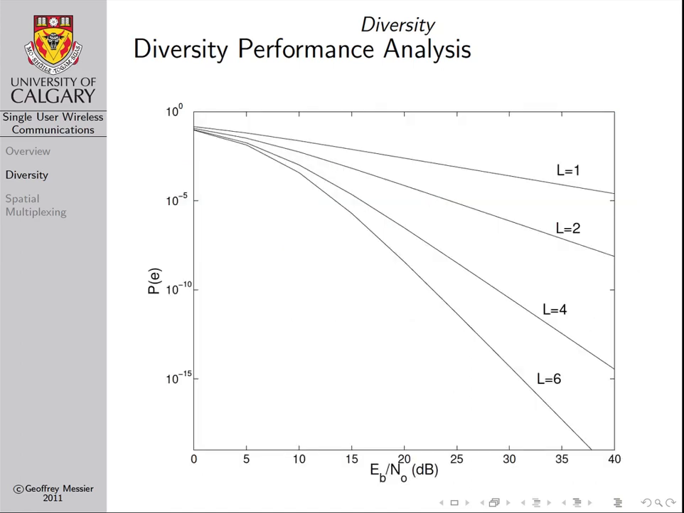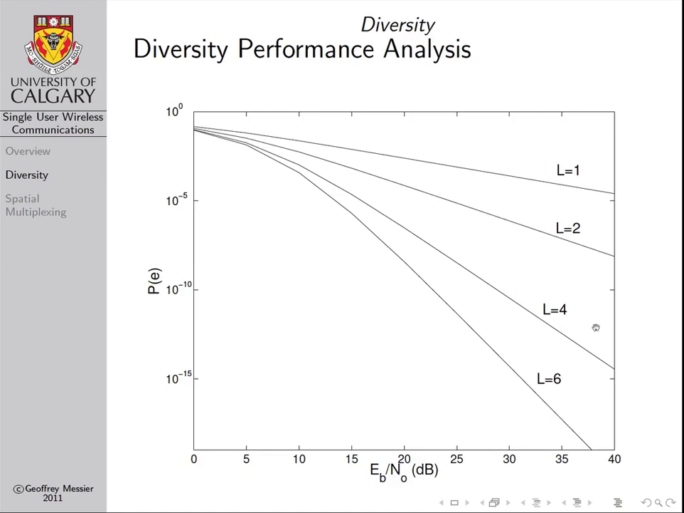So this allows us now to take a look at the bit error rate curves of a diversity system. Here we have the probability of error versus Eb over N naught for L equals 1, 2, 4, and 6 diversity paths. This is a time or a frequency diversity system, not an antenna diversity system. So the bit error rate here is changing just because of the change in shape of the fading PDF and not due to any power gain.